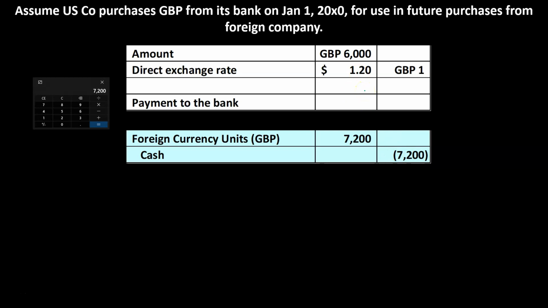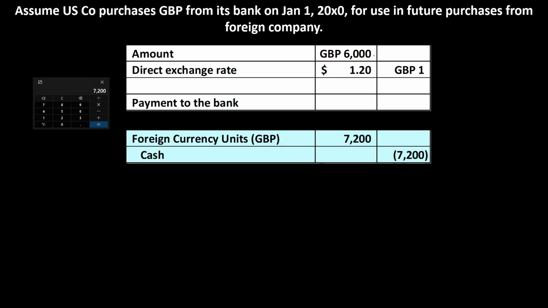So if we want to get 1 pound, it's going to cost us $1.20. Therefore, 6,000 pounds is going to cost us 6,000 times the direct exchange rate of $1.20, or $7,200. We spend the $7,200 in order to get the 6,000 pounds.